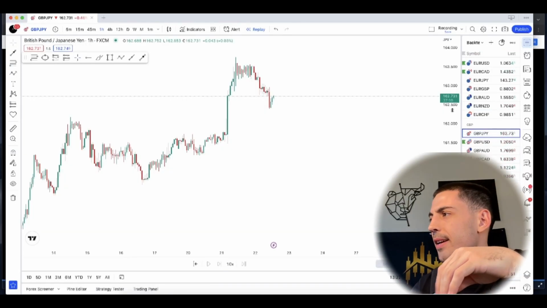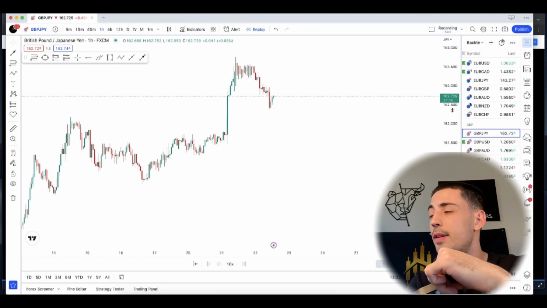So Angel goes, can I backtest 2 strategies at a time, like trend lines and support and resistance? That's a very good question.